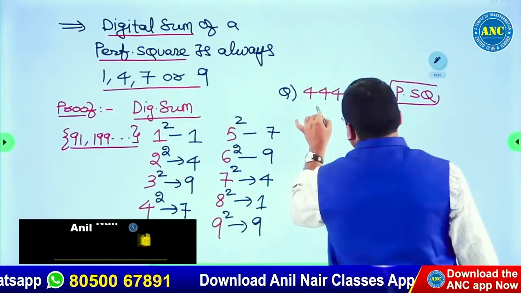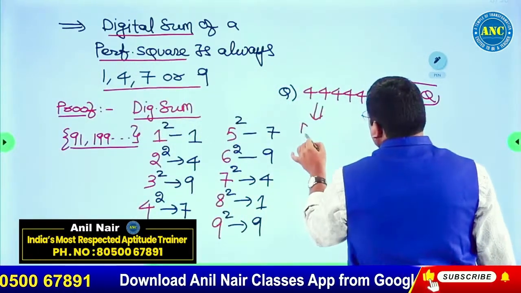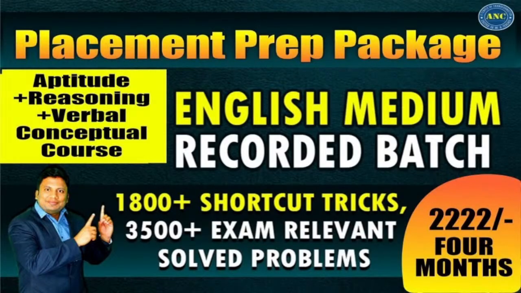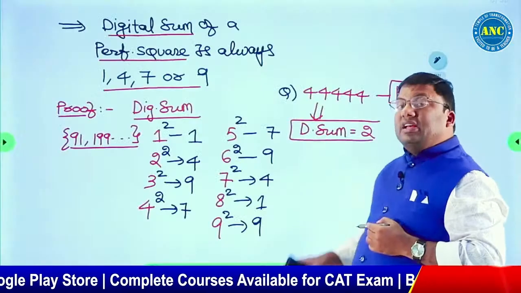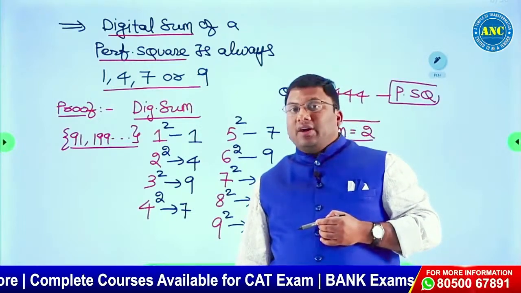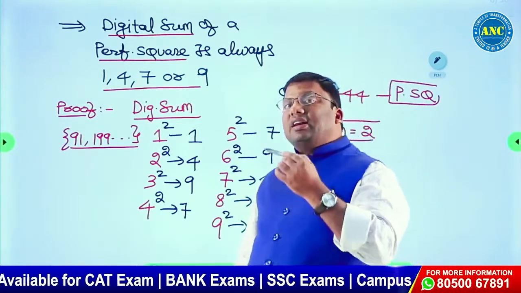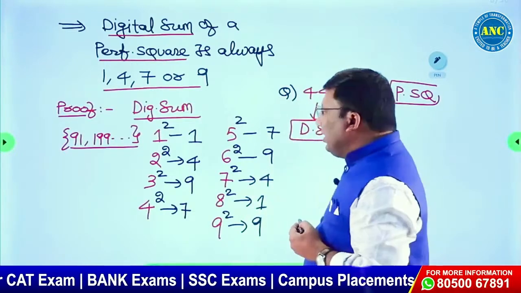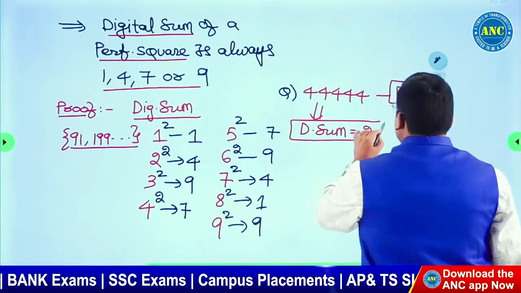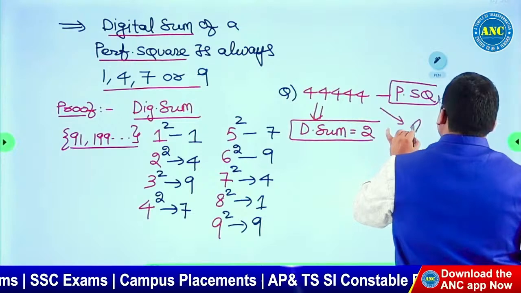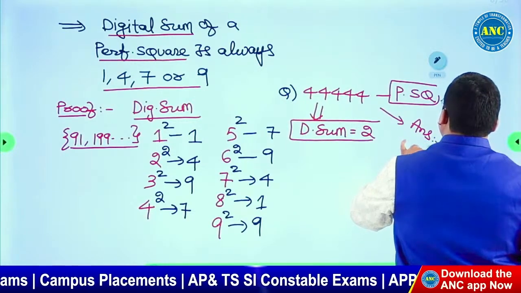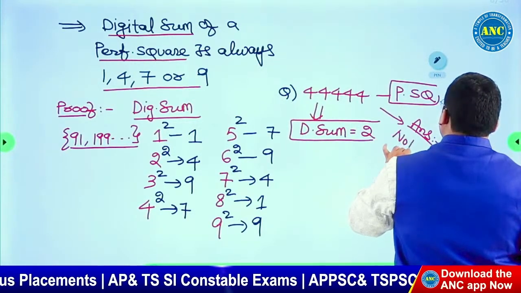Apply the digital sum. 4 into 5 is 20. 20's digital sum is 2. If the number is a perfect square, it should have a digital sum of 1, 4, 7 or 9. Anything other than 1, 4, 7 or 9, it is not a perfect square. So the answer for this question is, it is not a perfect square.